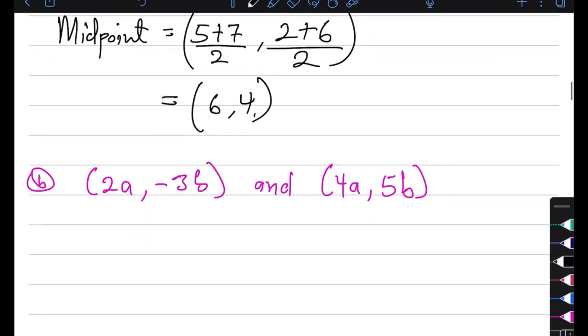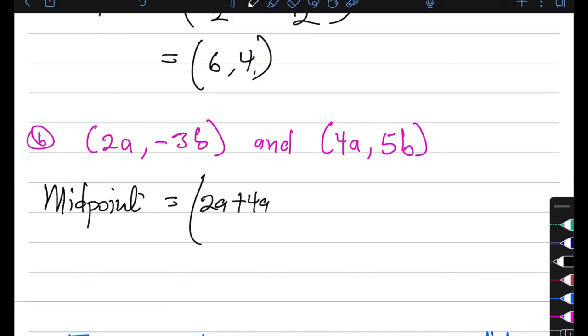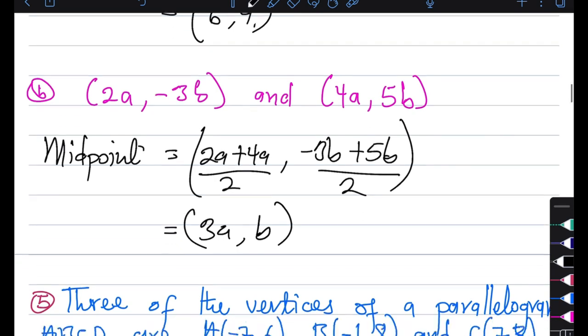Now you could be given variables like this, so it doesn't change the whole argument. The midpoint will still be 2a plus 4a divided by 2, and then negative 3b plus 5b divided by 2. So this will give you 6a divided by 2, giving you 3a. And then this one will be positive 2b, right? Divided by 2, that's b. So this is how it's going to be. It's the same idea that you are going to carry throughout: sum of x divided by 2, sum of y divided by 2. That is how to find a midpoint.